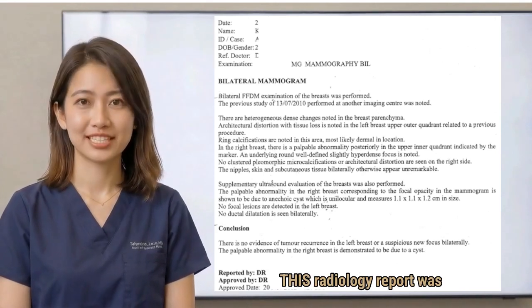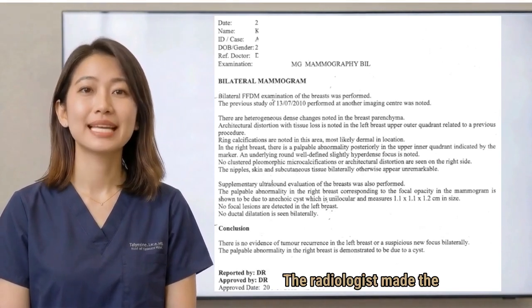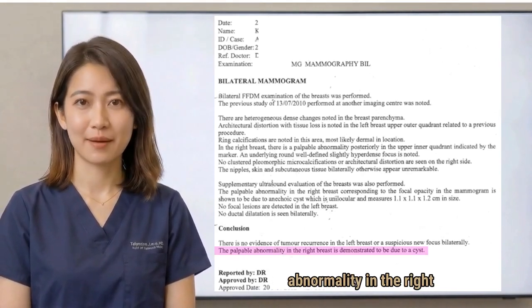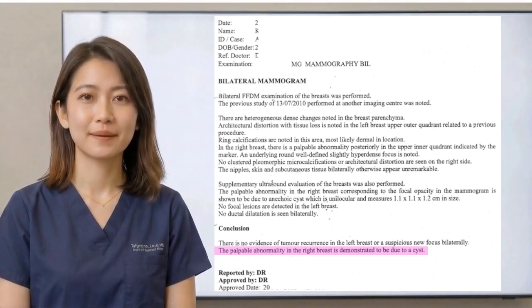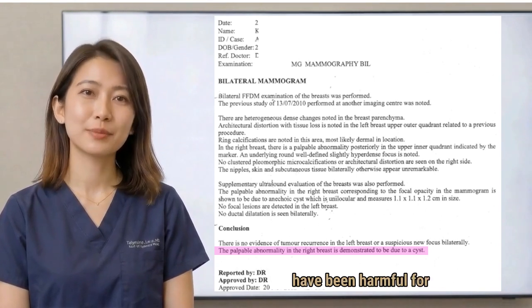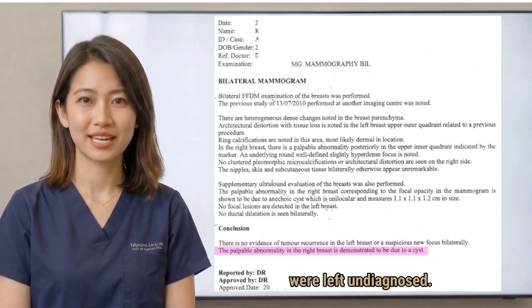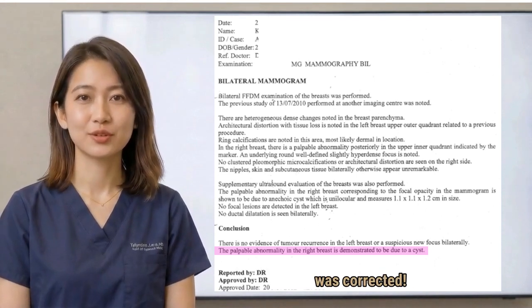This radiology report was wrong. The radiologist made the conclusion that the palpable abnormality in the right breast was demonstrated to be due to a cyst, but instead it turned out to be something else altogether, which would have been harmful for the patient if it were left undiagnosed. Stay tuned to find out how the issue was corrected.